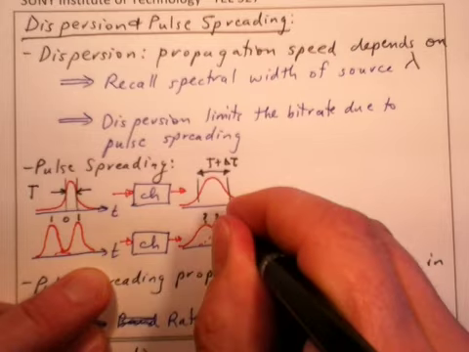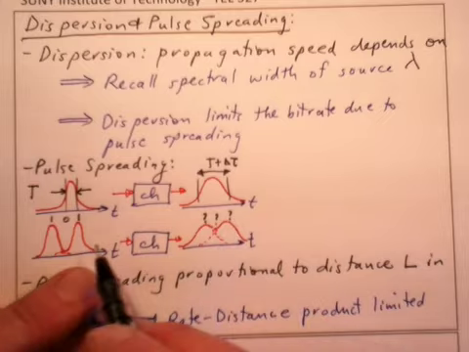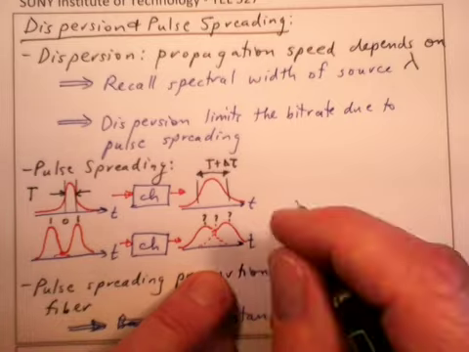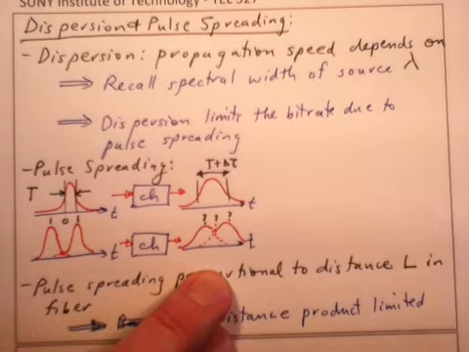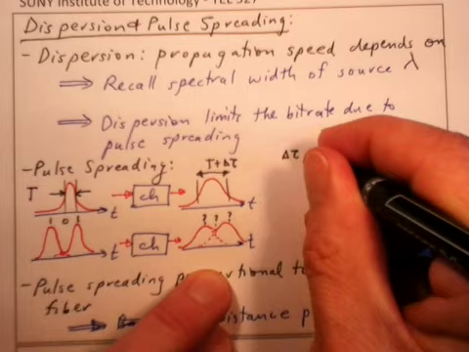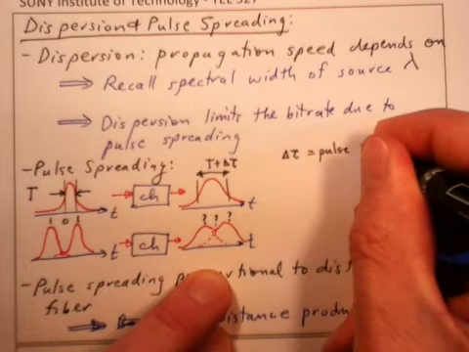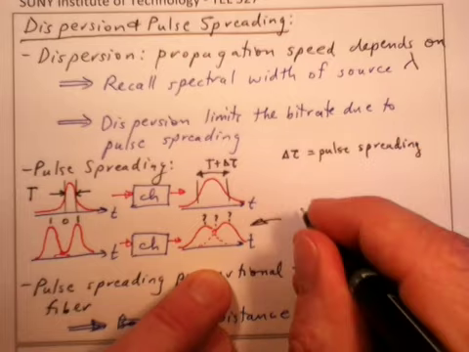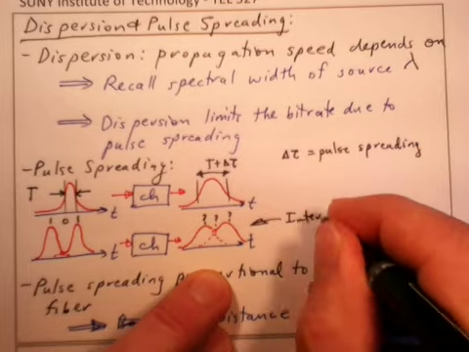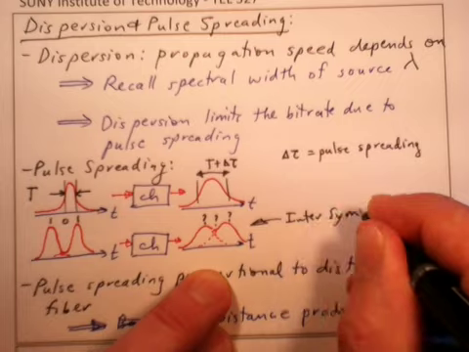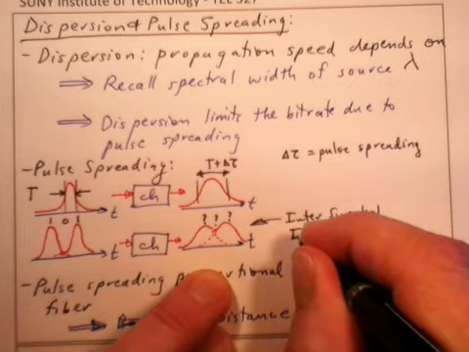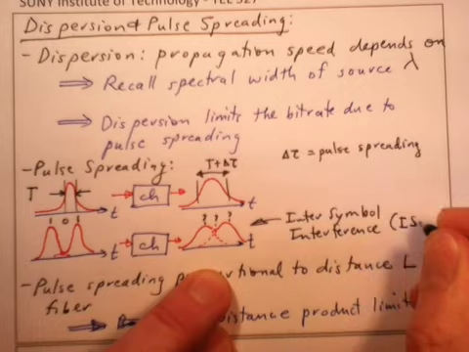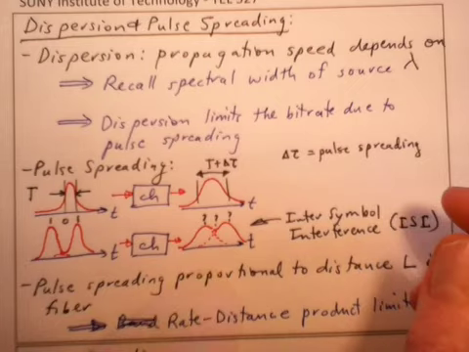So these two pulses, I've sort of drawn them as each spreading out more or less independently here. And this delta tau then is our pulse spreading. And this causes inter-symbol interference, also known, abbreviated ISI.